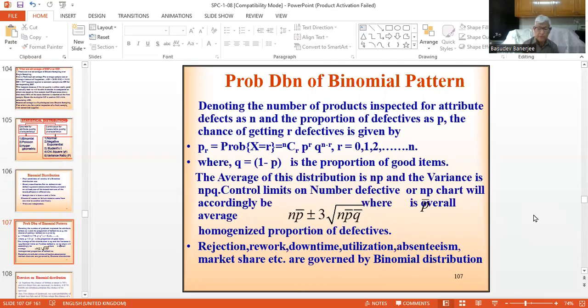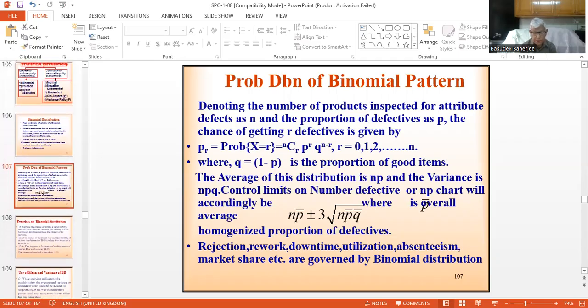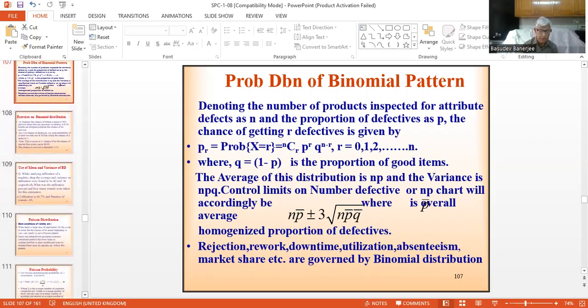Accordingly, for the control chart, np bar, where p bar is the overall average, will be the central line. np bar plus or minus 3 times square root of np bar q bar will be the upper and lower control limits. You have to find out the homogeneous proportion of defectives. Where is it applicable? Rejection, rework, downtime, utilization, absenteeism, market share, etc. are governed by binomial distribution. You must understand these conditions of validity and where it is applicable.